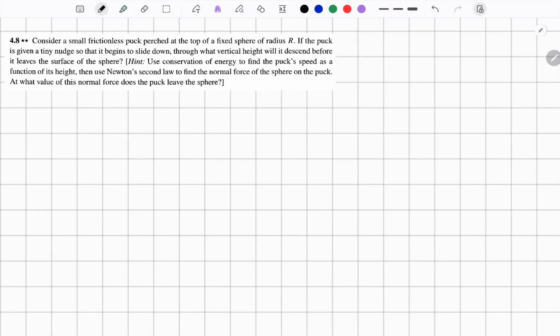Today we're going to work through problem 4.8 from Taylor's Classical Mechanics. This is a chapter 4 problem. This involves the conservation of energy as well as the normal force.